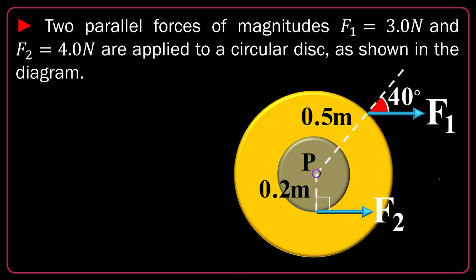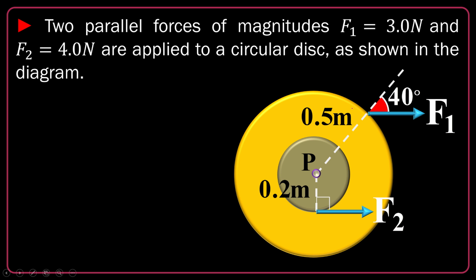Okay, let's continue with this question. The question is very important and will have different features. Let's read it from the beginning. Two parallel forces of magnitudes F1, 3 Newton, here is 3, and F2, 4 Newton, are applied to a circular disk as shown in the diagram.